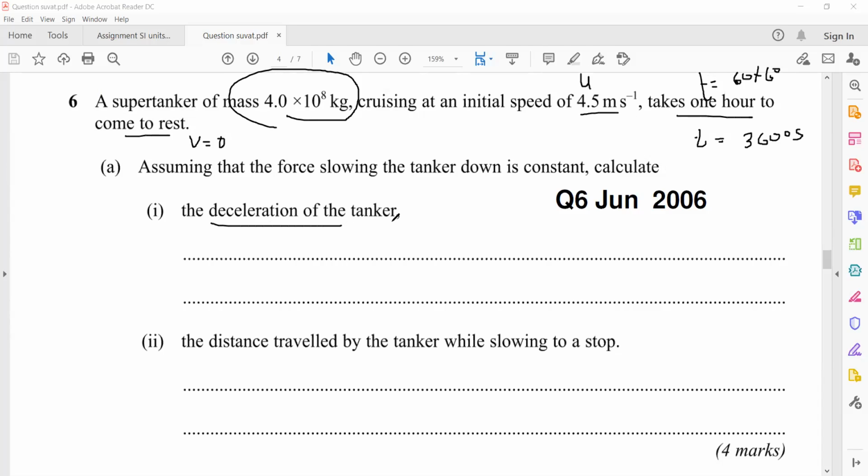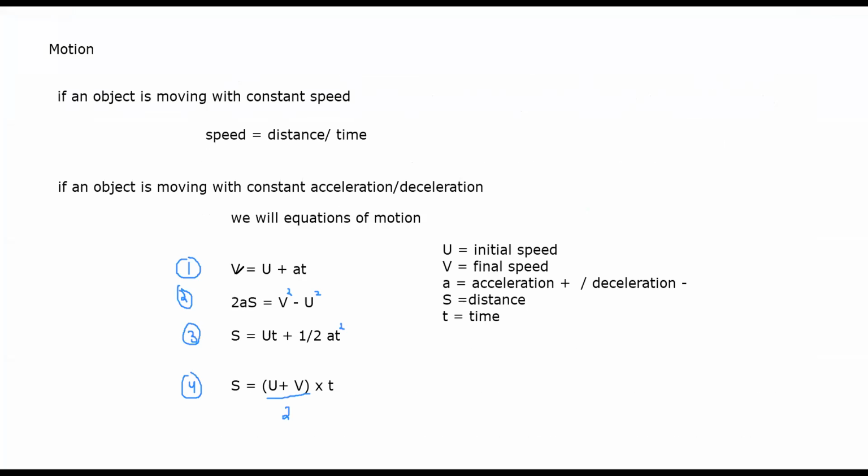A deceleration. So how to calculate the deceleration? If you check the equations, you have to check accordingly. For example, you have v equals u plus at. I have the final speed 0, the initial speed, and the time interval, so I can find its acceleration. The equation in which two unknowns are there, I cannot use that equation.